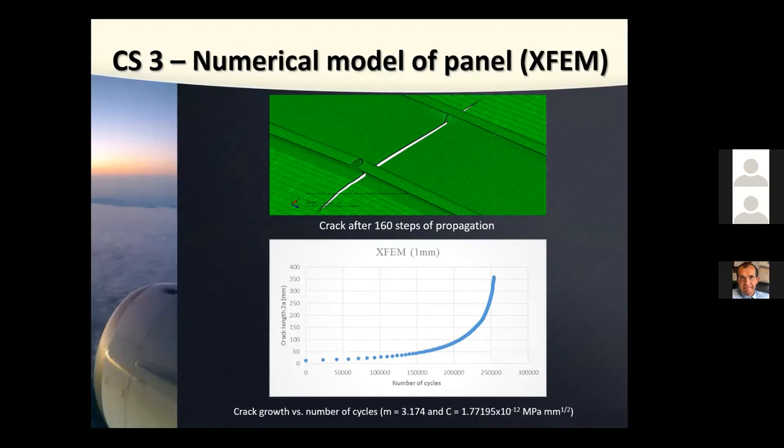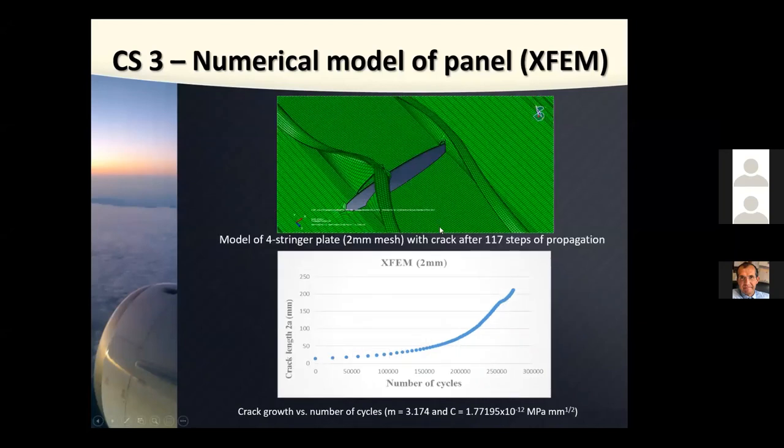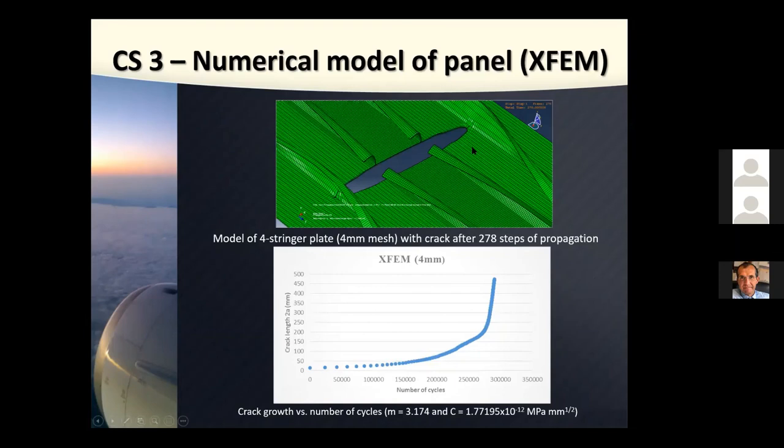So they tested that material. It was an aluminum alloy again. And then they got these coefficients. Then I used a 2 millimeter mesh, the same model but different mesh, and got more cycles. So look here, the mesh is coarser, but we can see that the number of cycles is higher. Okay, this makes sense, but you'll see my point very soon. Then a 4 millimeter mesh, more cycles.